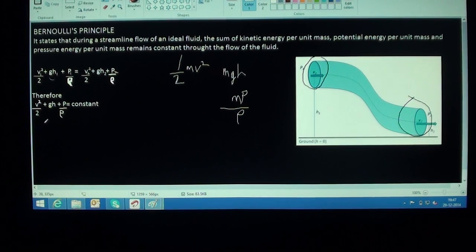Here V is the velocity, g is the acceleration due to gravity, h is the height of the water column, P is the pressure, and rho is the density.